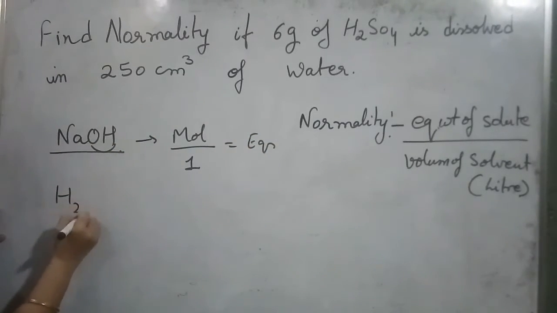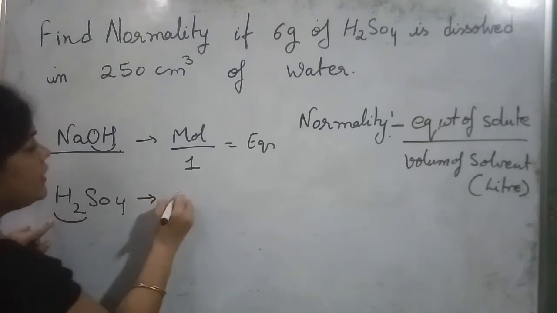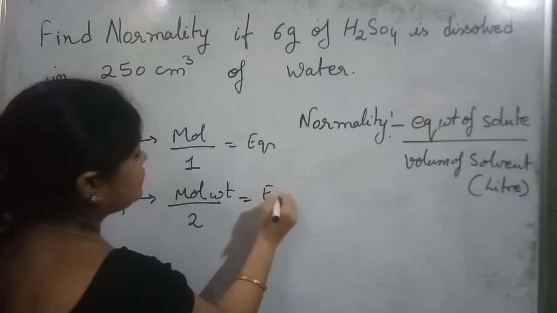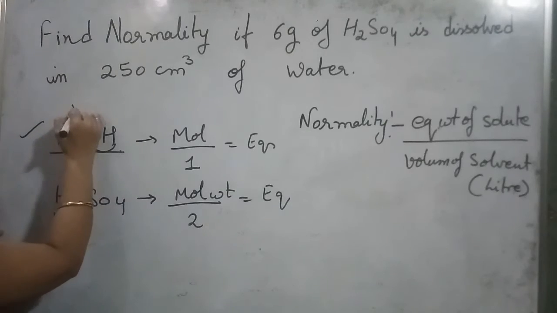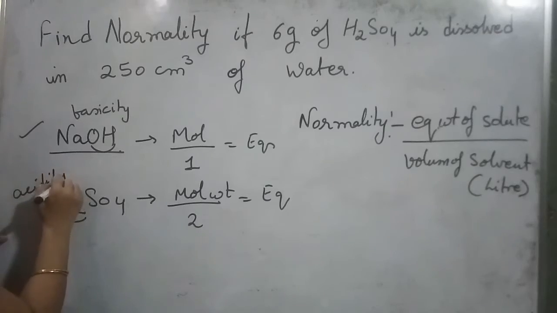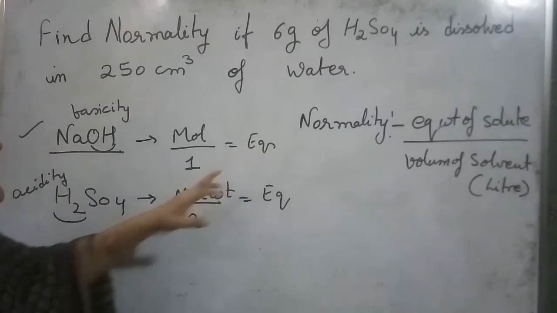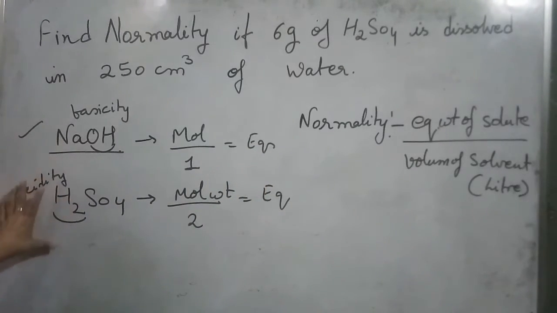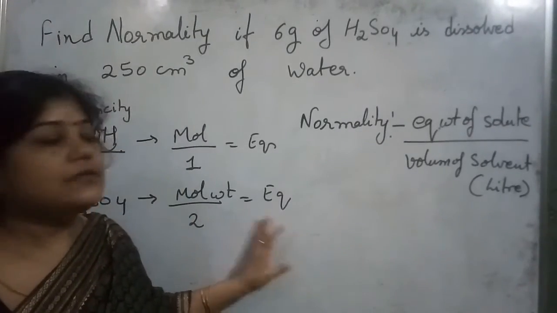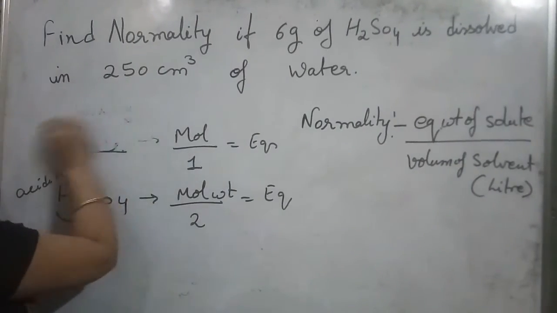For example, in the case of H2SO4, 2 hydronium ions are released. So here, in order to find the equivalent weight, we divide the molecular weight by 2. This is the basicity and this is the acidity. When we divide the molecular weight by the basicity, we get the equivalent weight for bases, and when we divide the molecular weight by the acidity, we get the equivalent weight for acids. So this is the basic funda by which we can find the equivalent weight for different things.